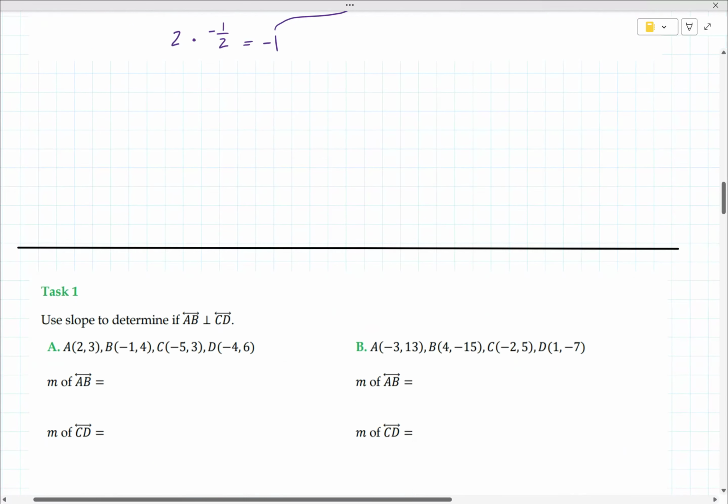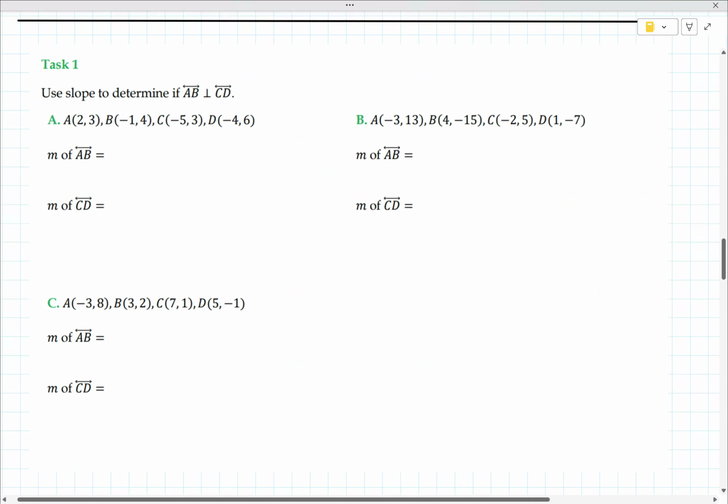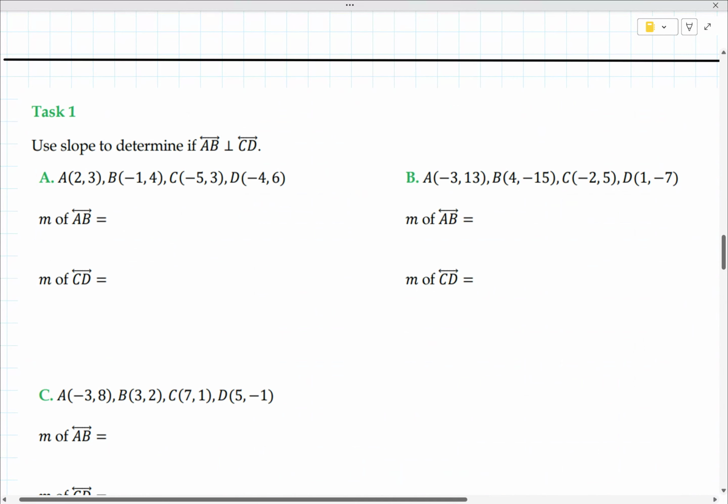All right, let's go on to task 1. Task 1, I'm going to walk through A with you, but then I want you to try B and C. Formula that'll be helpful for us here is our slope formula. Slope is our change in y over our change in x.